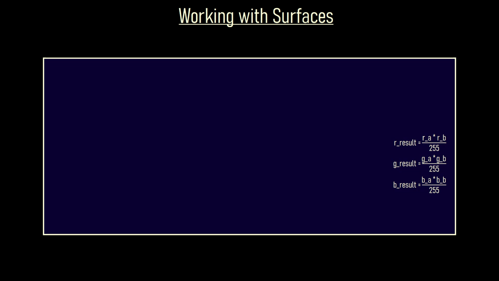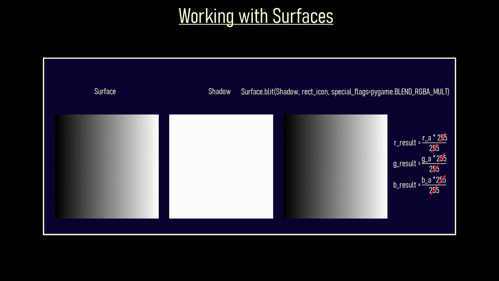With the shadow surface I use the last option available, it's the multiply option. That multiplies 2 pixels of the two surfaces and divides it by 255. If we have one surface which is completely white, then the result will look exactly like the other one. To the right you can see the math for it.